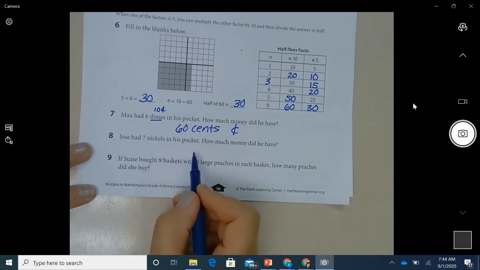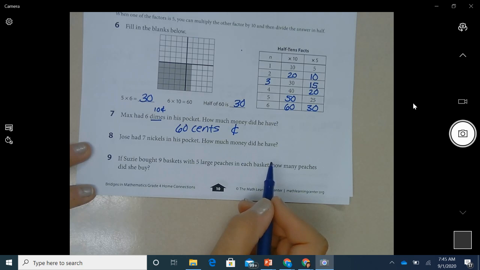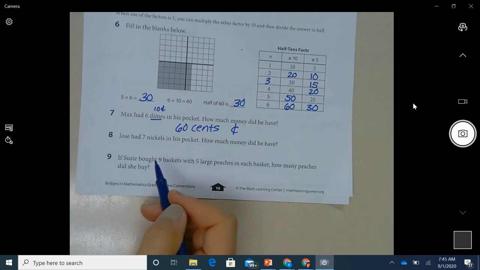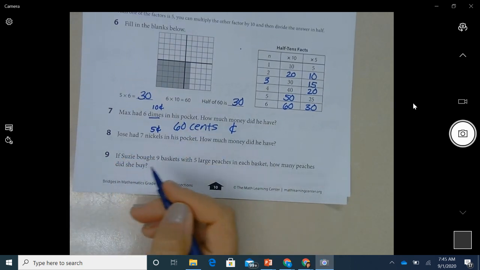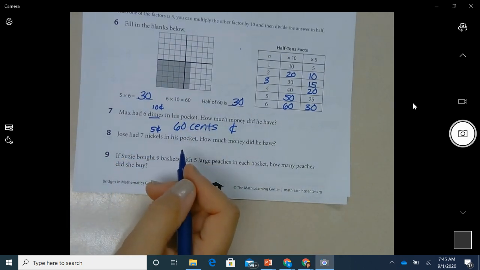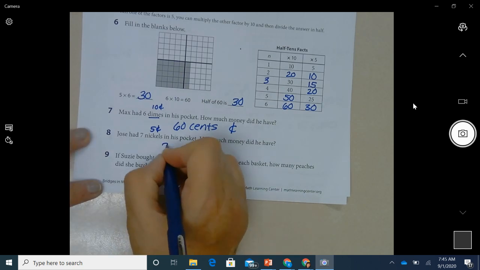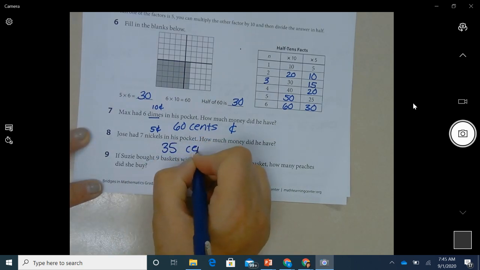Jose had 7 nickels in his pocket. How much money did he have? Well, I know that a nickel is 5 cents. And I know 7 times 10 is 70, and half of 70 is 35. So he had 35 cents.